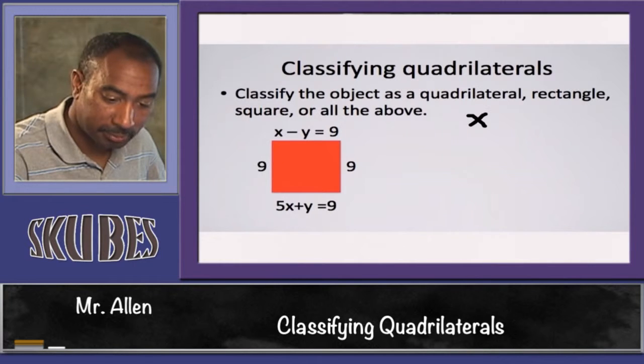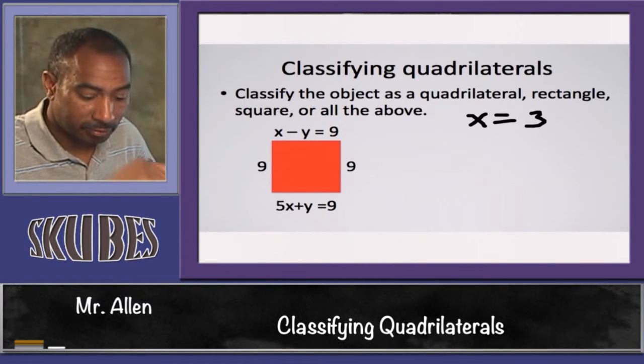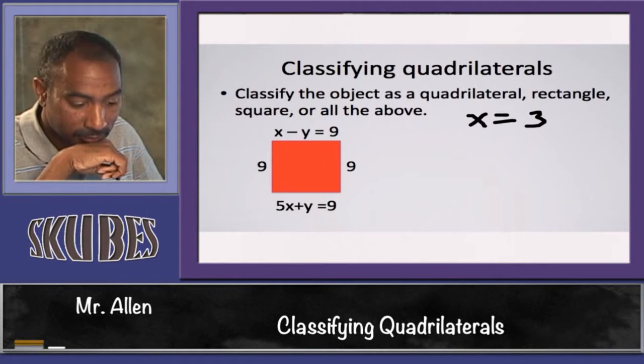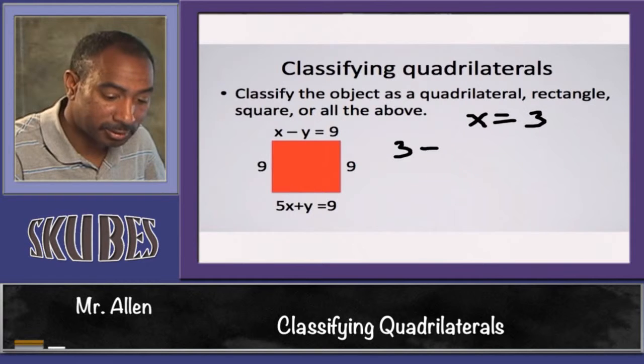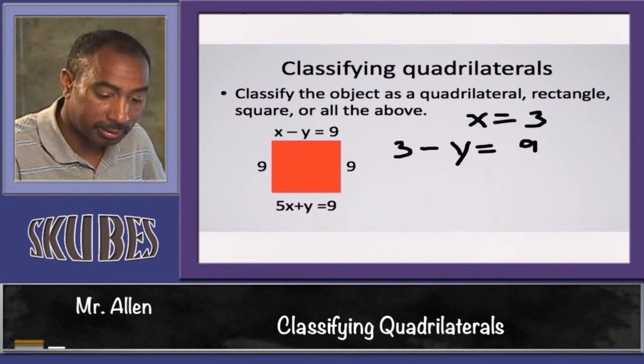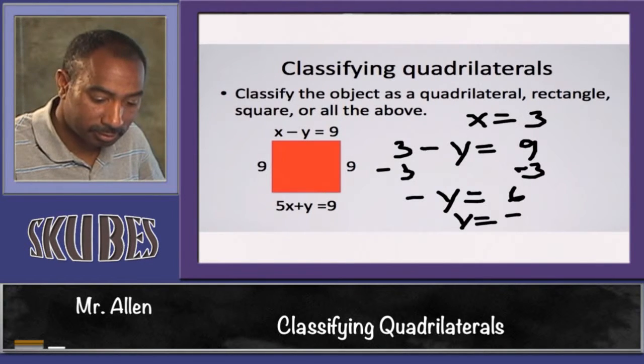So if x is 3, then I can plug it in here to figure out what y is. You can use one of the two equations. I'm going to use the top equation. So I'm going to say 3 minus y equals 9. And I can subtract 3 from both sides. So I get negative y equals 6. So y equals negative 6.